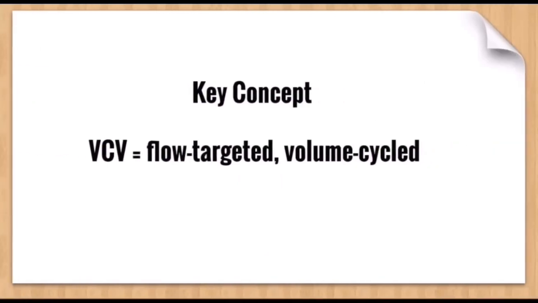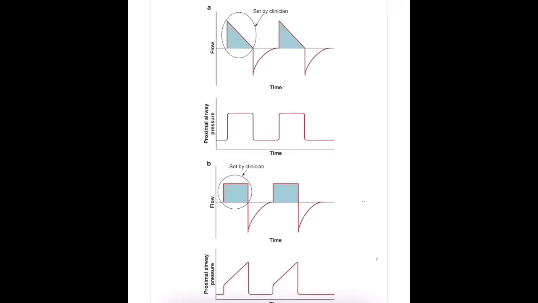Now, key concept: volume control ventilation is flow targeted, volume cycled, and the trigger is assist control. And one more important thing, when there is a change in the respiratory system, you can see the change in the pressure time graph. The other graphs like the flow and volume time graphs won't change. The only change is in the pressure time graph. One more important thing in volume control ventilation is that we have an option to select either this decelerating waveform pattern or this square waveform pattern.